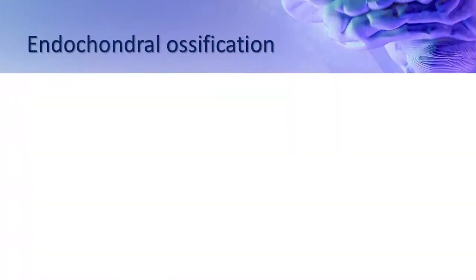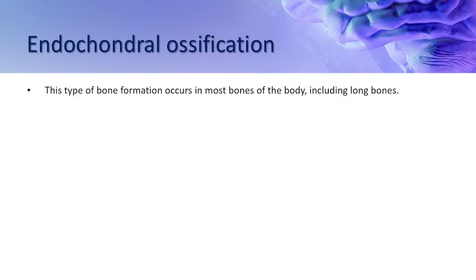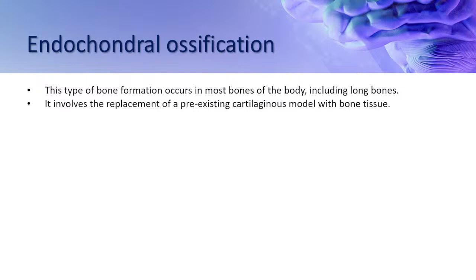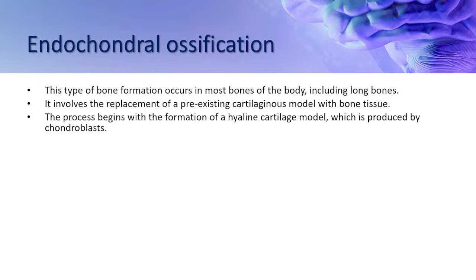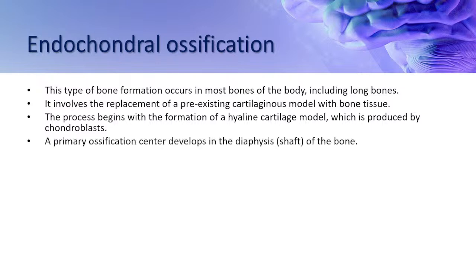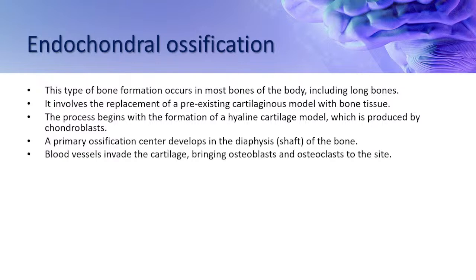osteons. Ladies and gentlemen, we go to the endochondral ossification. This is a type of bone formation in most bones of the body, including long bones, and it involves the replacement of a pre-existing cartilaginous model with bone tissue. The process begins with the formation of a hyaline cartilage model, which is produced by chondroblasts. Having said that, a primary ossification center develops in the diaphysis, also known as the shaft of the bone. Then the blood vessels invade the cartilage, bringing osteoblasts and osteocytes to the site.